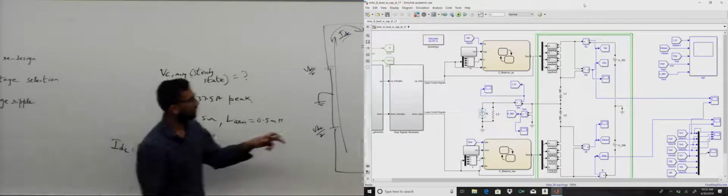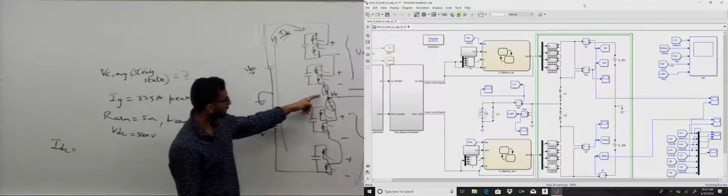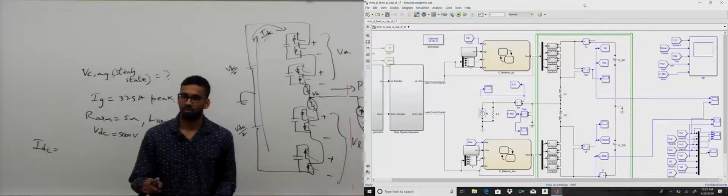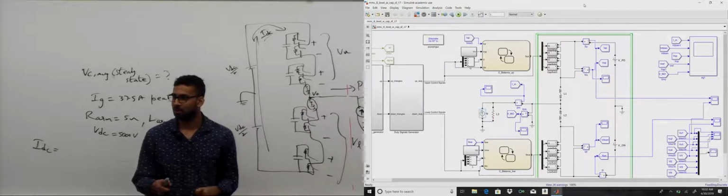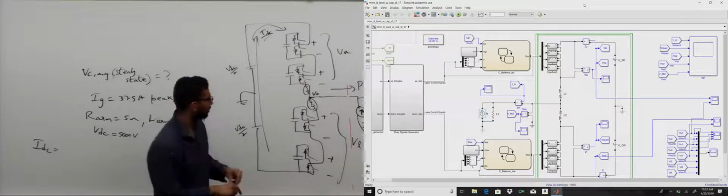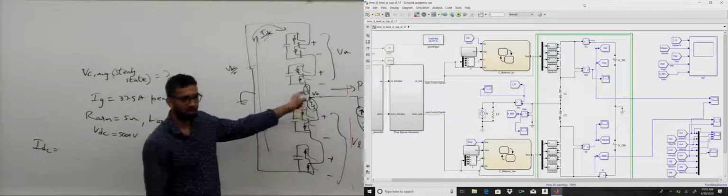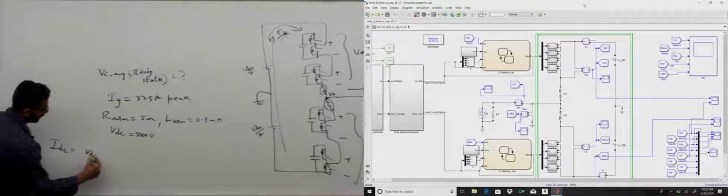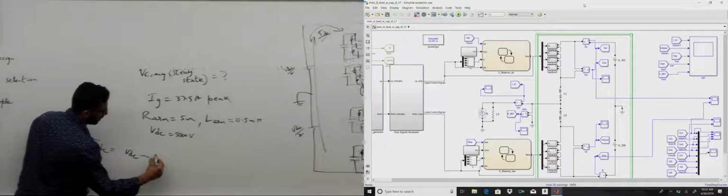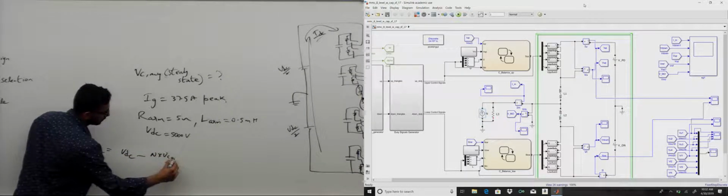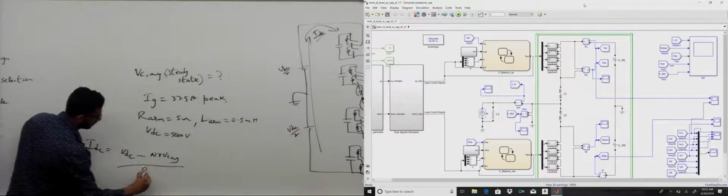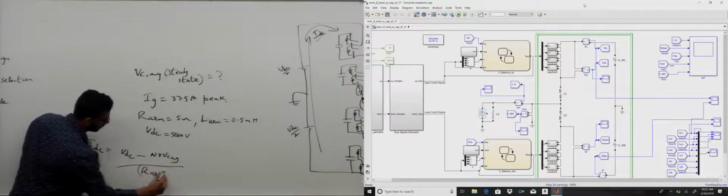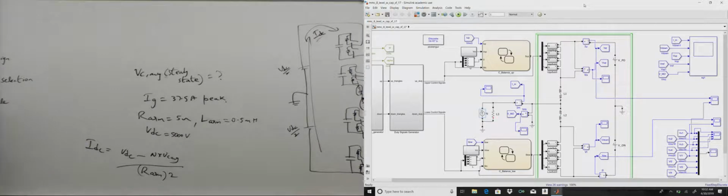So first of all, the average voltage across the inductor is 0 in any power electronic circuit, right? So ignore the DC voltage in the arm inductors. So we have IDC to be VDC minus N times VC average by R arm times 2. Do you agree with that?